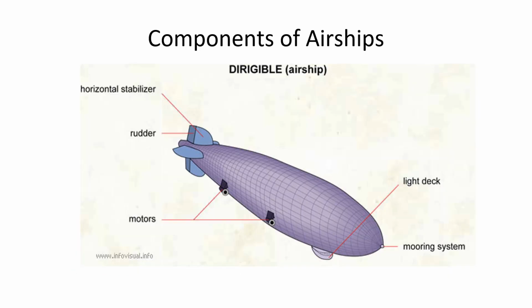The next is components of airships. The airships have major components like horizontal stabilizer, rudder, the motors that provide the power, the flight deck which is provided to the operators, and a mooring system which is used to keep the airship airborne for more time.